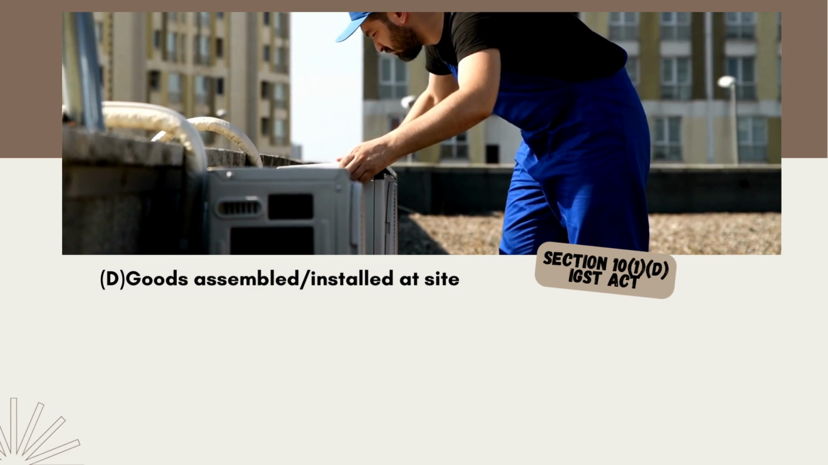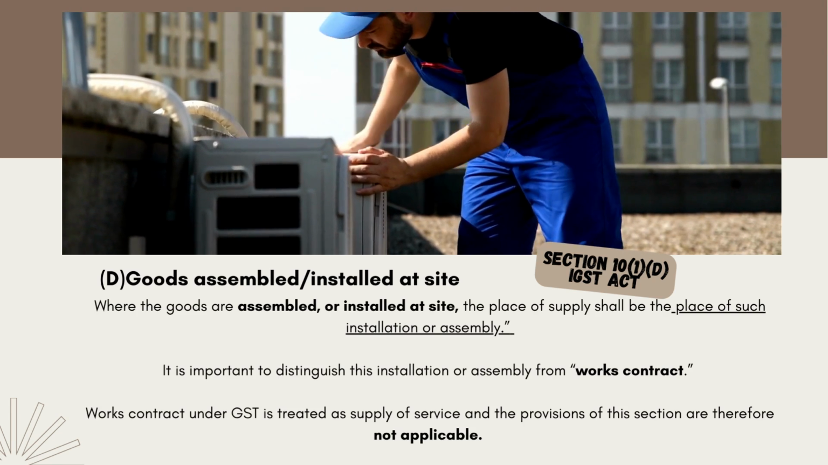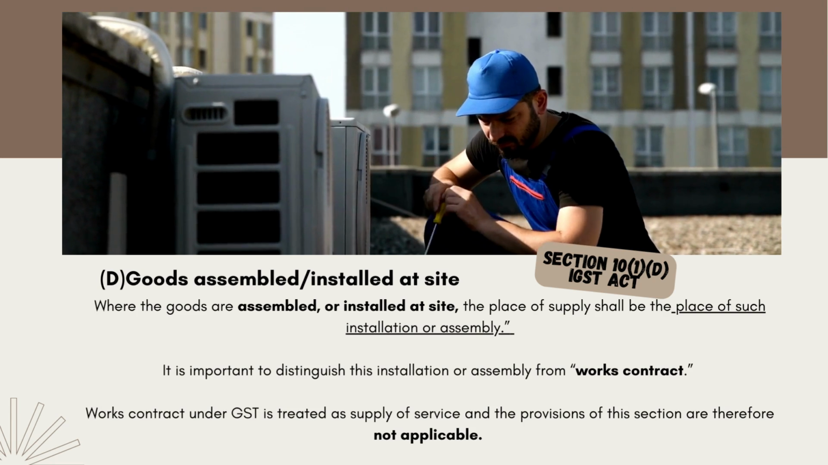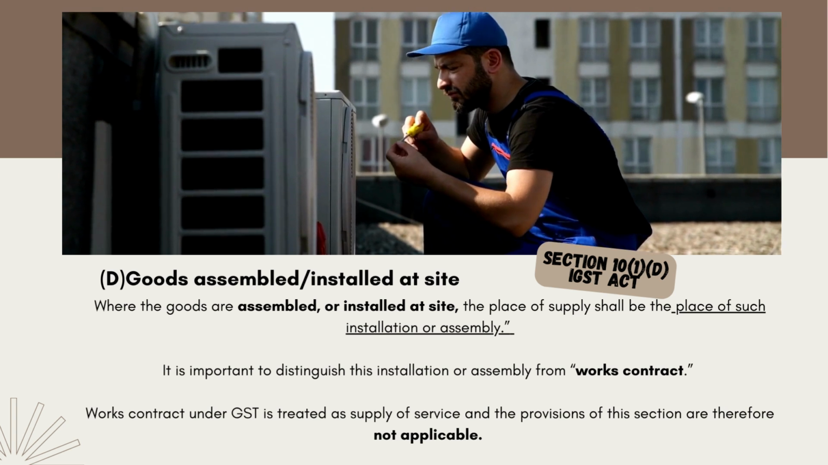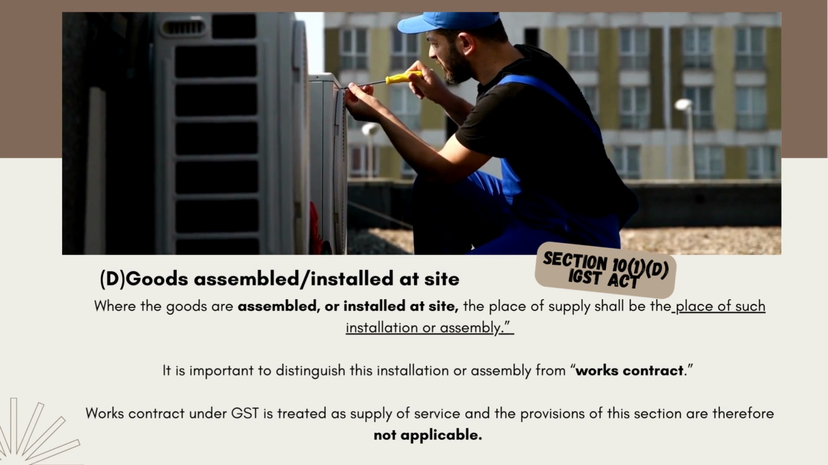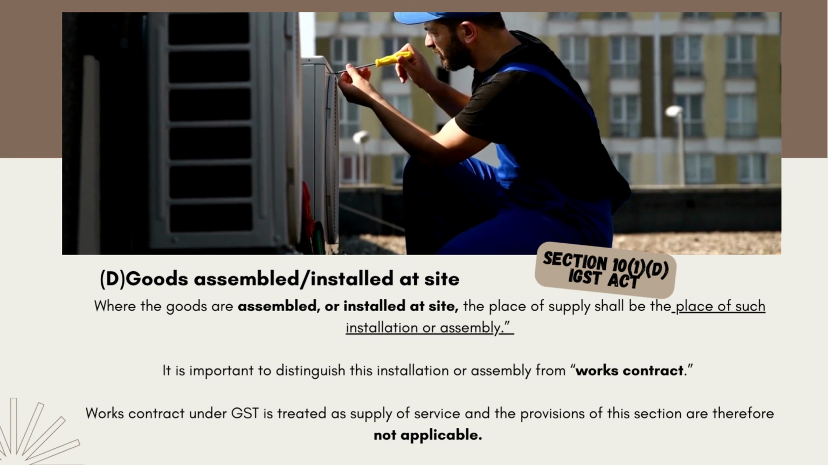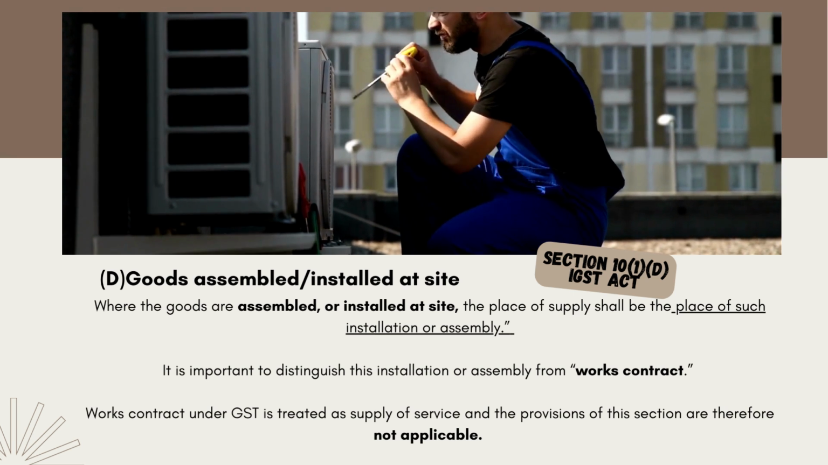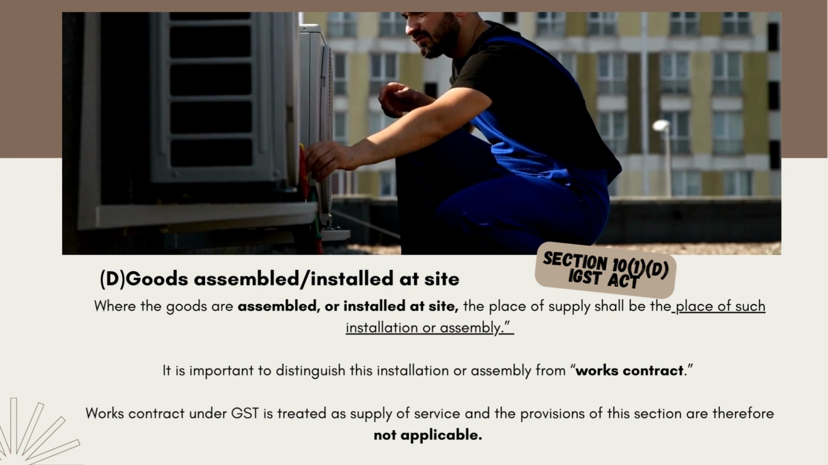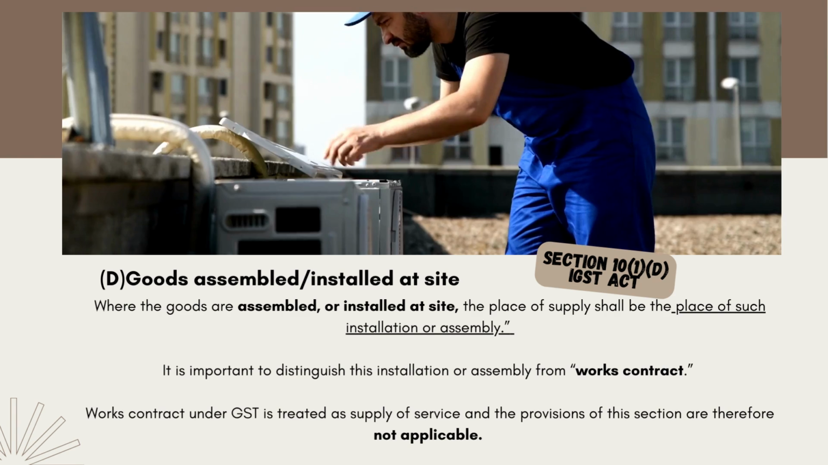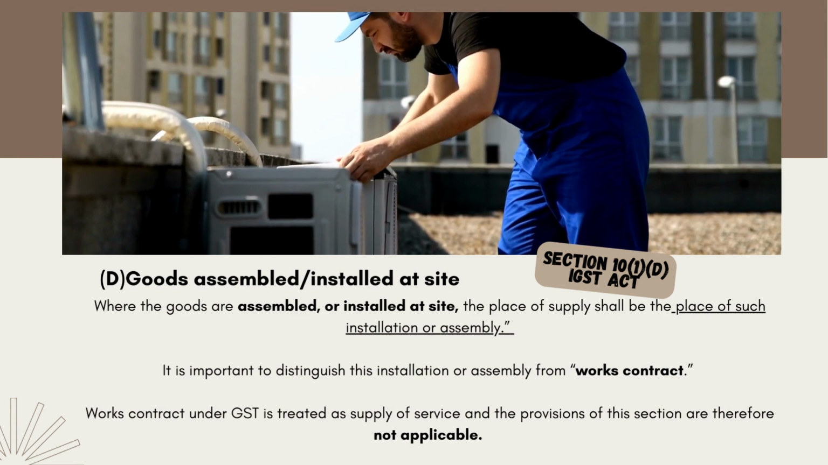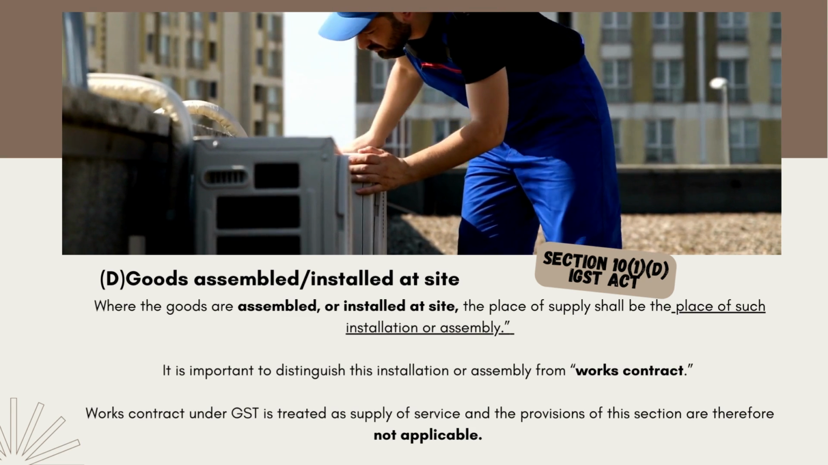D. Goods assembled installed at site. Where the goods are assembled or installed at site, the place of supply shall be the place of such installation or assembly. It is important to distinguish this installation or assembly from works contract. Works contract under GST is treated as supply of service, and the provisions of this section are therefore not applicable.